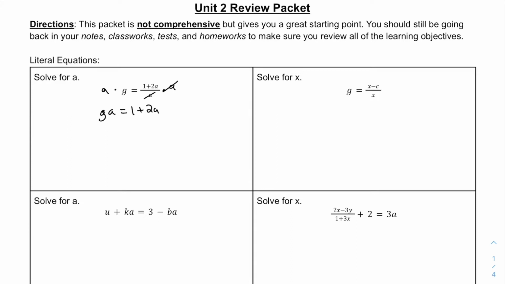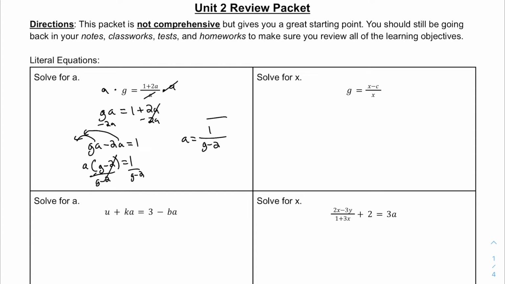Now we want to get all our a terms on one side of the equation. So I'm going to subtract 2a from both sides. So I will get ga minus 2a equals 1. Here I can factor out a, leaving me with a times (g minus 2) equals 1. And now if I have a times (g minus 2) and it's equal to 1, I can divide both sides by g minus 2. And we get a is equal to 1 over (g minus 2).